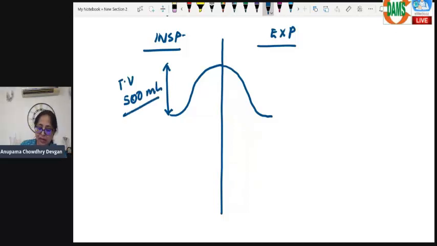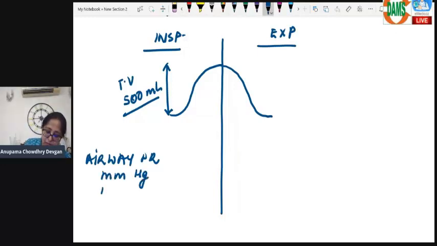Now the airway pressure is also measured in millimeters of mercury with respect to atmosphere. At the end of expiration, before inspiration starts, the pressure is zero. There is no airflow. When the pressure is zero, it means the airway pressure is equal to the atmospheric pressure. So let's try and see what happens during inspiration first.